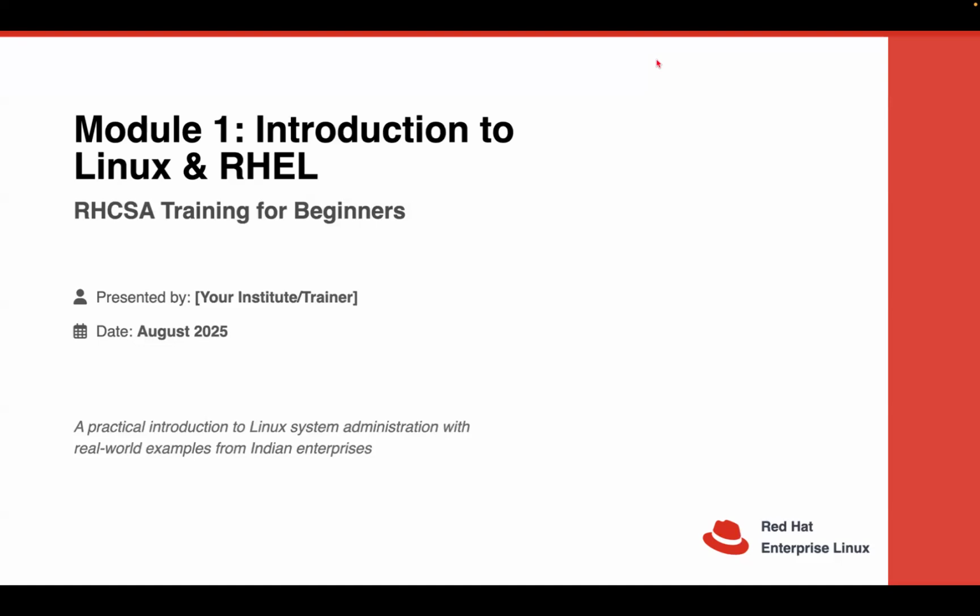Let's talk about what is RHEL and the role of RHCSA training. First, let's talk about RHEL itself. RHEL stands for Red Hat Enterprise Linux. That's what RHEL means. It is a commercial version of Linux made by a company called Red Hat.